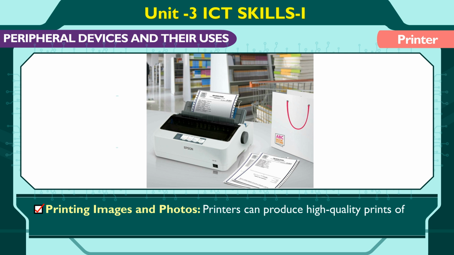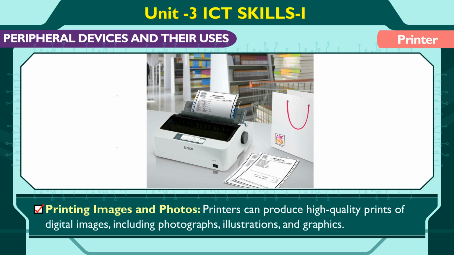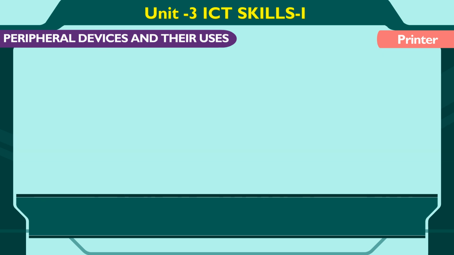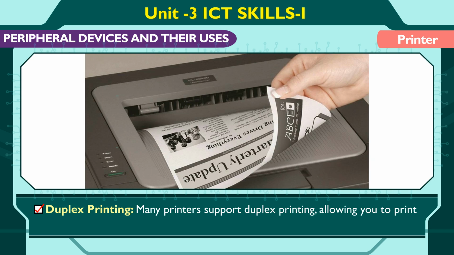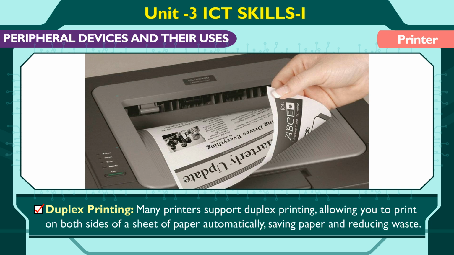Printers can produce high-quality prints of digital images, including photographs, illustrations, and graphics. Duplex printing. Many printers support duplex printing, allowing you to print on both sides of a sheet of paper automatically, saving paper and reducing waste.